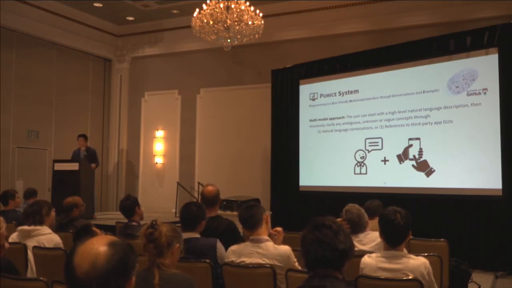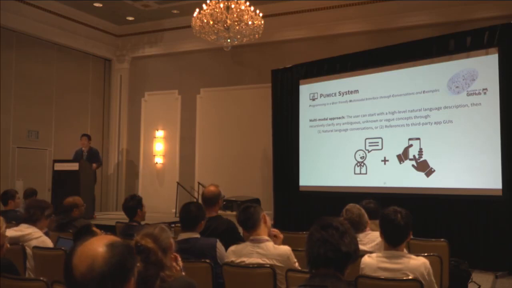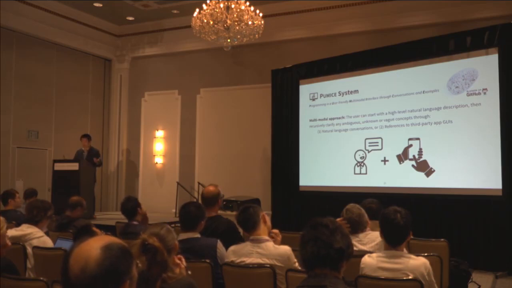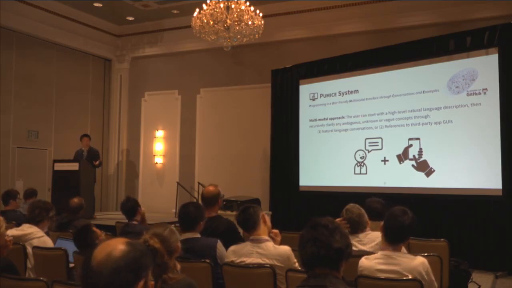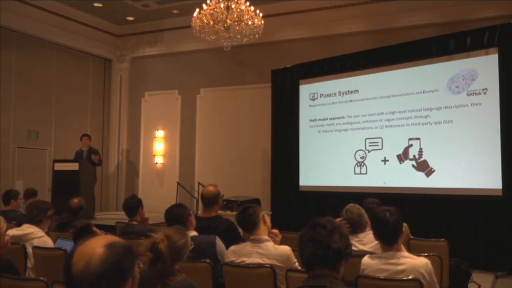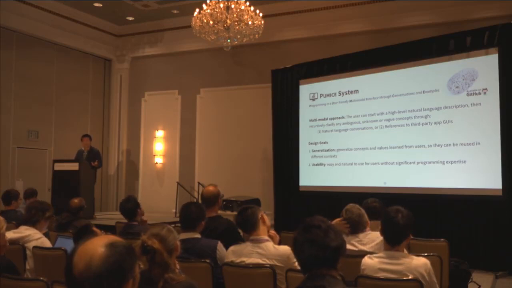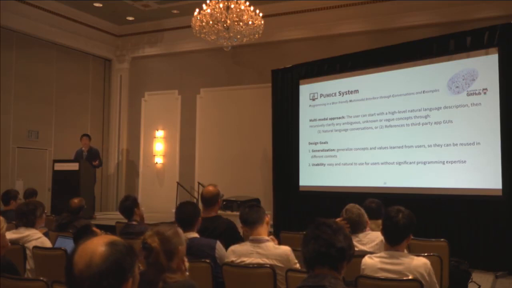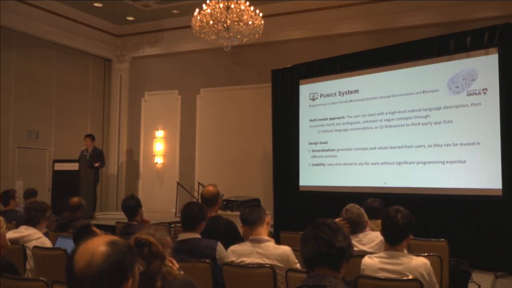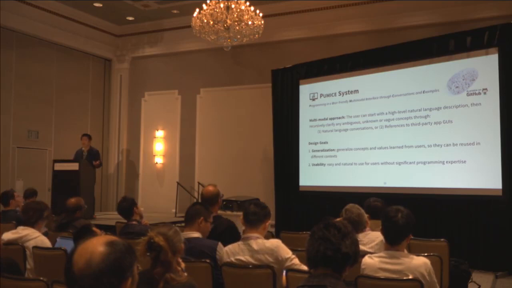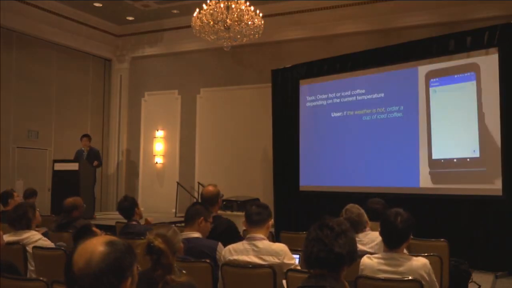We took a multi-modal approach where we had the user start with a high-level natural language instruction, and then the user can recursively clarify any ambiguous, unknown, or vague concepts through natural language conversations and references to GUIs of third-party apps. We identified two key design goals. We want PUMICE to be able to learn generalizable concepts that can be reused in different contexts and task domains. We also want the system to be easy and natural to use for end users without programming expertise. Here, let me show a video of how it works.